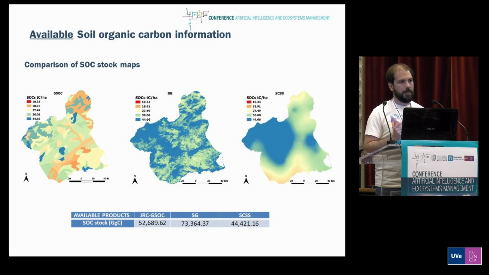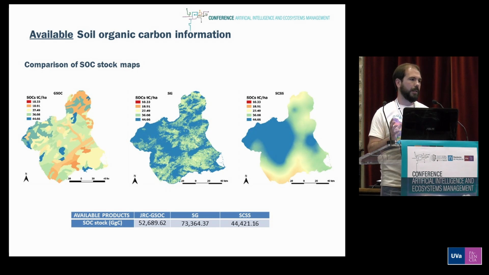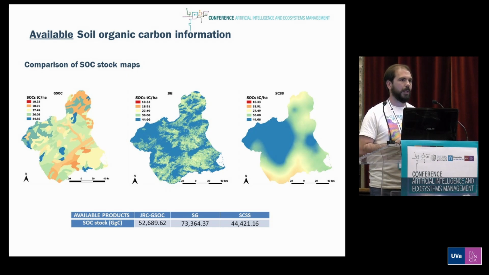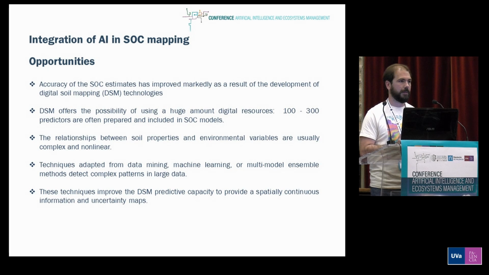But the problem that we saw from the beginning is that if we compare soil organic carbon maps, this is not our study area, but it is one that is very similar, with similar characteristics, very degraded soils, we can see how the values are quite different and the resolution is also quite different. So therefore, we thought that it's necessary to create a local soil organic carbon map, and this is where the artificial intelligence is interesting for us.